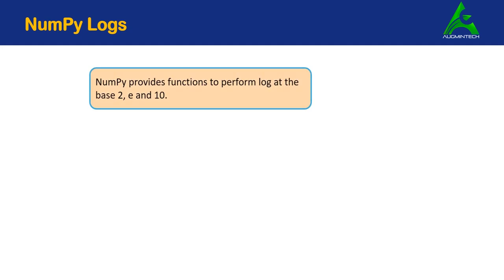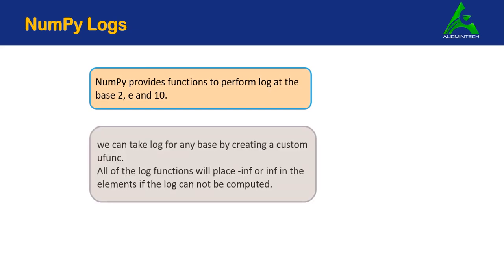Now let's see what is NumPy logs. So NumPy provides functions to perform log at the base 2, at base e and base 10. We can take log for any base by creating a custom universal function. All of the log functions will place minus infinity to infinity in the elements if the log cannot be computed.